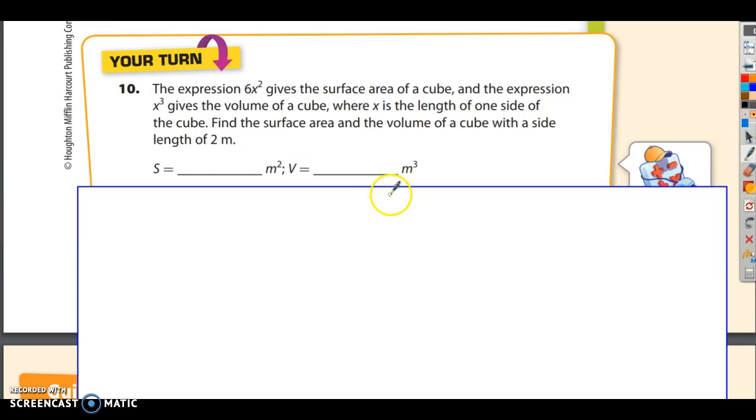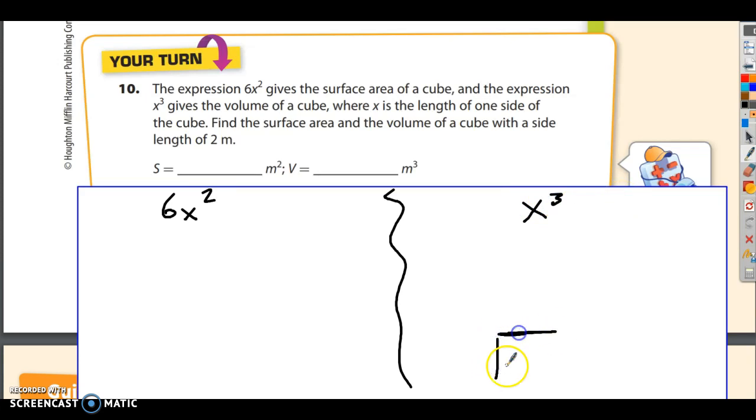So here's what we have here. We have two different expressions. We have one for surface area, that's 6x squared, and then we have one for volume, which is x to the third power. And in both cases, we're solving for a cube. And a cube is a square, but it's a three-dimensional square. So it would look like this. And then the side length is 2. So this distance is 2. Here's the thing about a cube, though. If that distance is 2, this distance is also 2, and this distance is also 2. That's what makes it a cube, all the side lengths are the same. That's what makes it pretty easy.